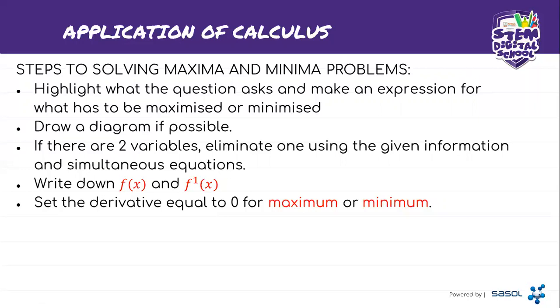Then you also have to do the following. If there are two variables, for instance, let's say you have x and y, then try to eliminate one using the given information and simultaneous equations. Then write down f of x and f prime of x when you start solving the maxima and the minima, right? That's what you're going to start writing. You're going to write f of x and f prime of x when you start deriving, okay?